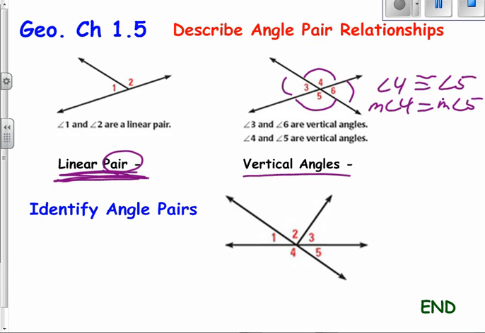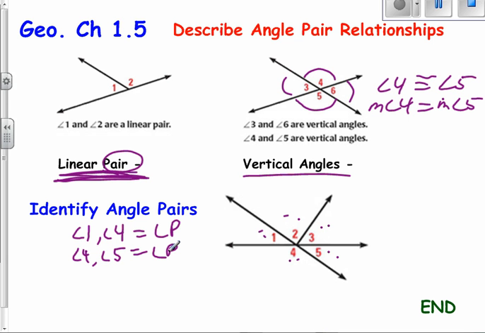I know that 1, 2, and 3, they're not linear pairs, although they form 180 degrees. They would be supplementary pairs. Same way with 2, 3, and 5, same thing. 4 and 5 are linear pairs. The sum of those two angles equals 180 degrees. 1 and 4, all right, let's do this. So we have angle 1 and angle 4. They are linear pairs, LP. And then I have angle 4, angle 5. They are also linear pairs, all right?